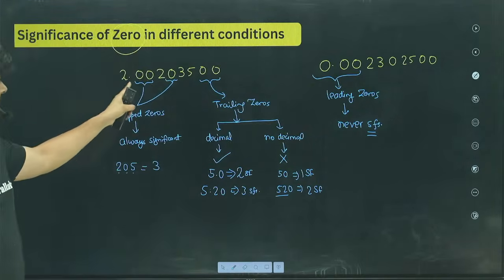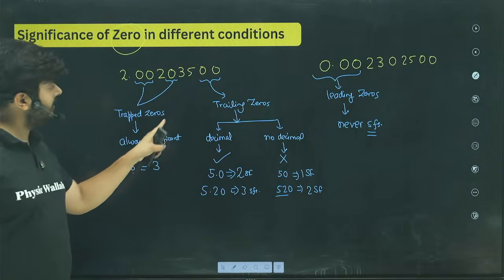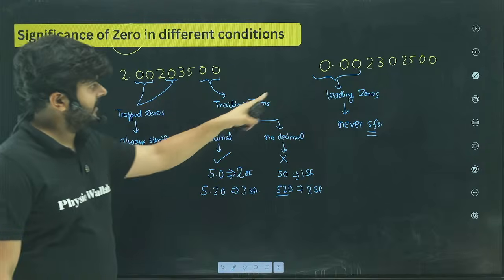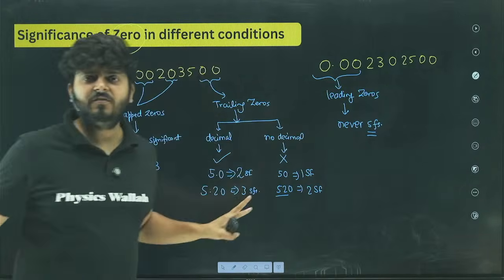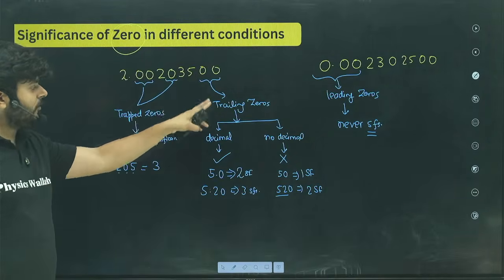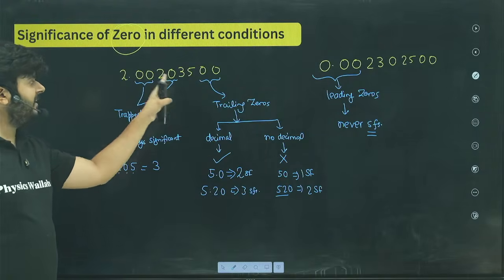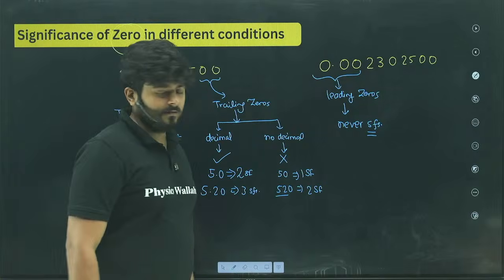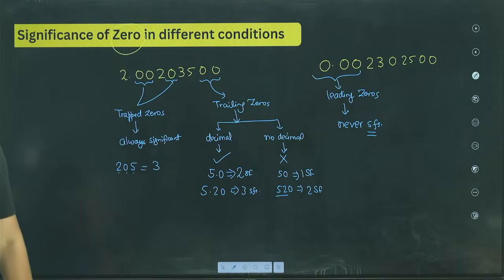So let's summarize. Trapped zeros, zeros between non-zeros, are always significant. Leading zeros are never significant. And trailing zeros are significant only when they come after a decimal point. I hope the idea is very clear.